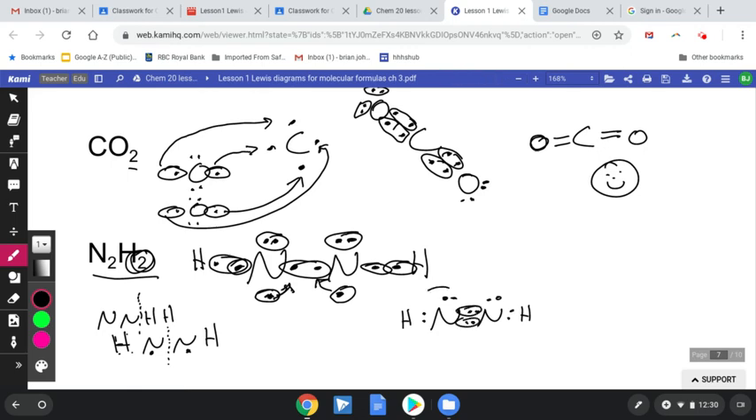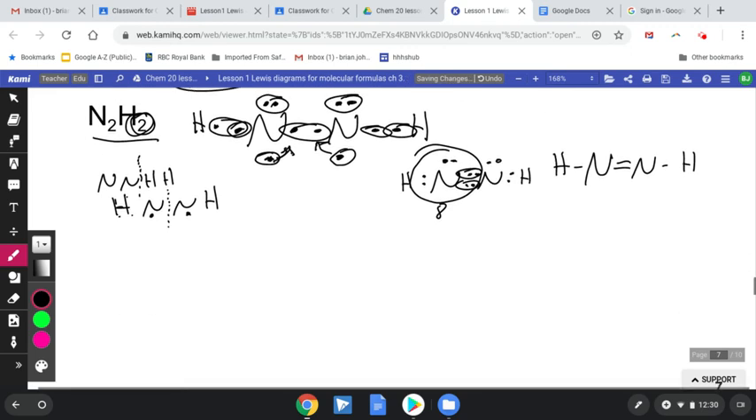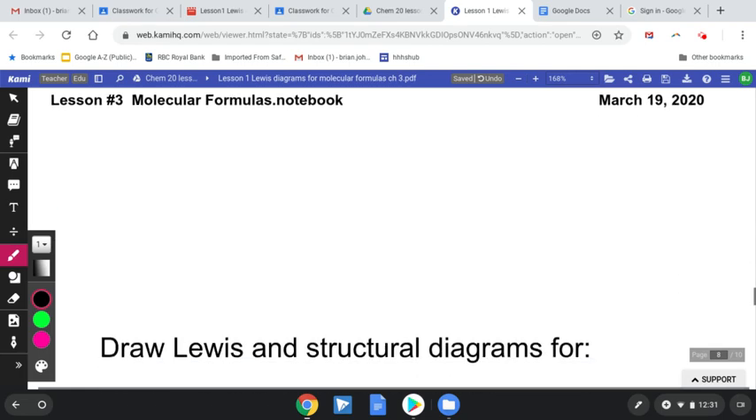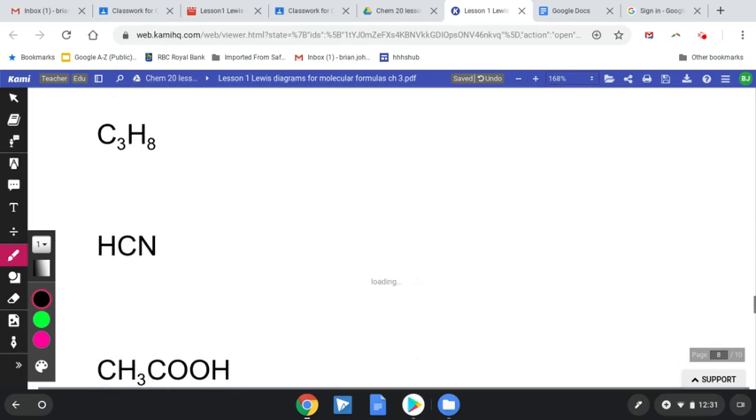And if we count any one nitrogen, it has 8 valence electrons in its octet. And the same with the other nitrogen has 8. Structural diagram, N double bond N, with an H on each. Okay. We're getting close. What do we have left here? 1, 2, 3 left.